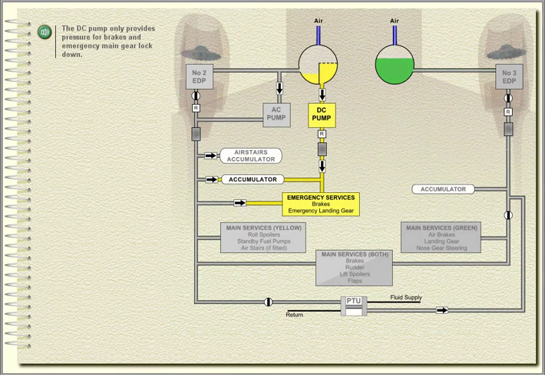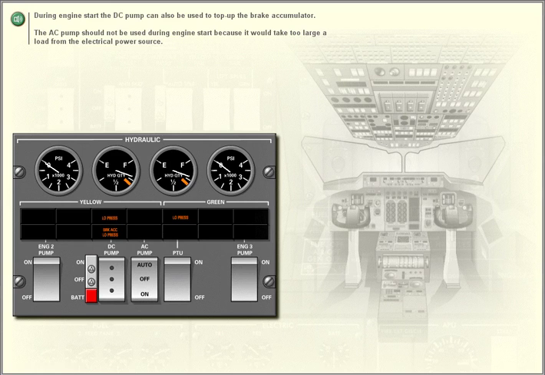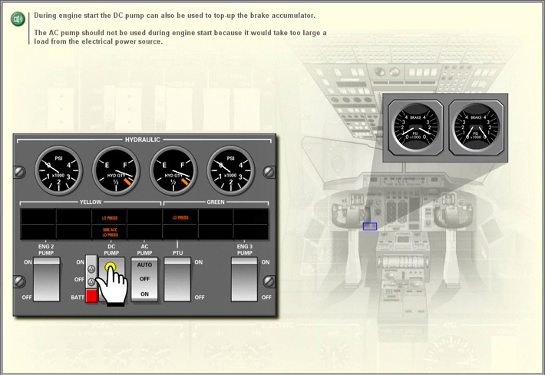The DC pump only provides pressure for brakes and emergency main gear lockdown. During engine start, the DC pump can also be used to top up the brake accumulator. The AC pump should not be used during engine start because it would take too large a load from the electrical power source.